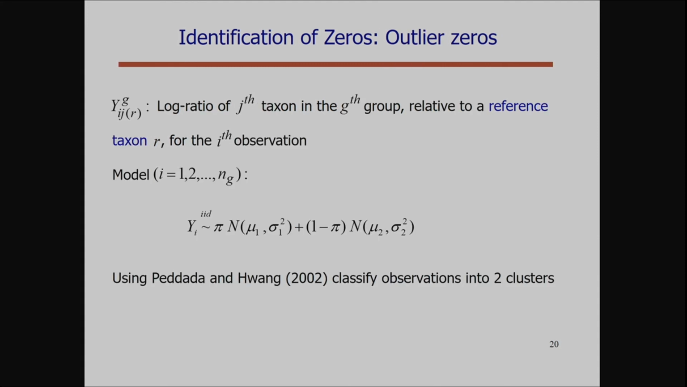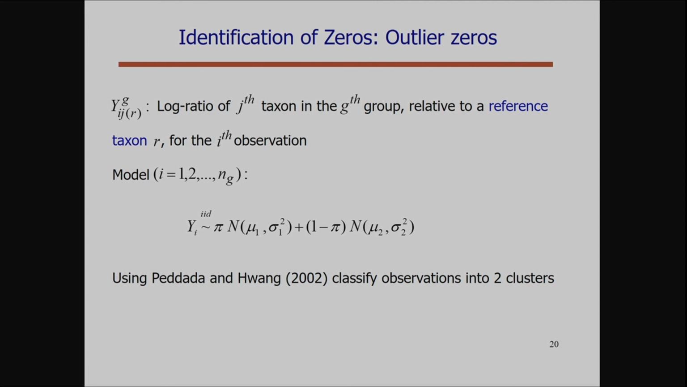And in terms of identification of outlier zeros, really the data could be multimodal. You may not have a single mode in the observed data. And how do you identify the multiple modes? So you can have some zeros because of, as I said, some outliers in the data.